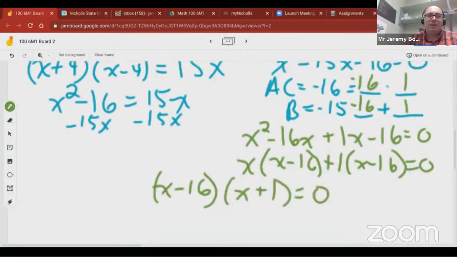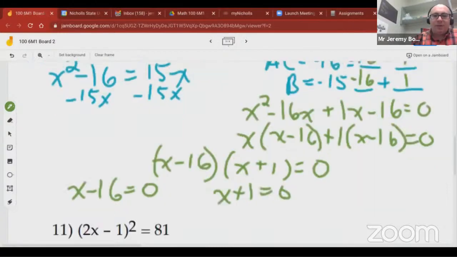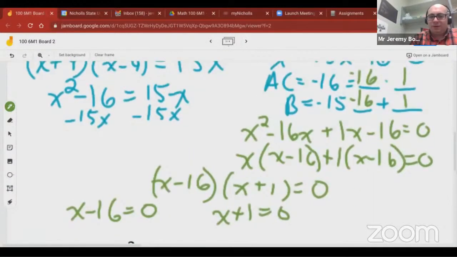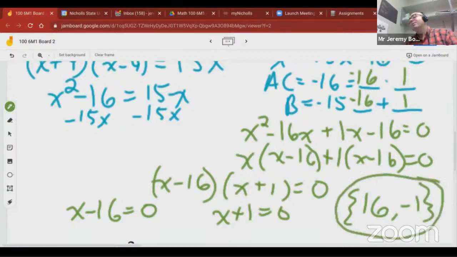And so that's going to be an application of the zero product property. And so we'll have x minus 16 is equal to 0 or x plus 1 is equal to 0. Yep. And that's going to result in what? Either 16 or negative 1. Neither one of those is in our domain restrictions. Remember, our domain restriction was negative 4 and 0. So those are valid solutions. And we're good to go. Any questions on 10?